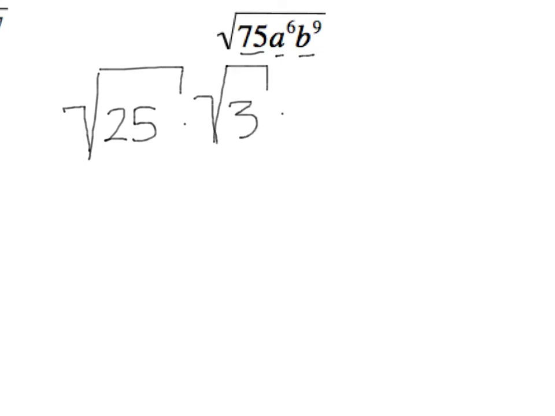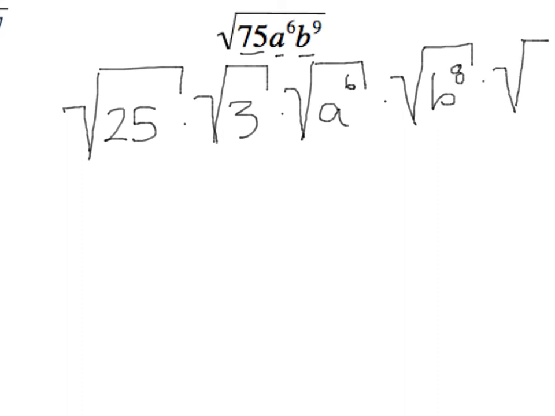Now, the square root of a to the 6th is a perfect square because it has an even exponent. B to the 9th is not a perfect square because it is an odd exponent. So I'm going to break that into b to the 8th times the square root of b. So hopefully, when you look at my first line of work here, if I multiplied everything out, 25 times 3, I'd get 75. A to the power of 6, I've got my same answer there. B to the power of 8 times b will give me b to the power of 9. So basically, I just rewrote my problem in perfect square factors.